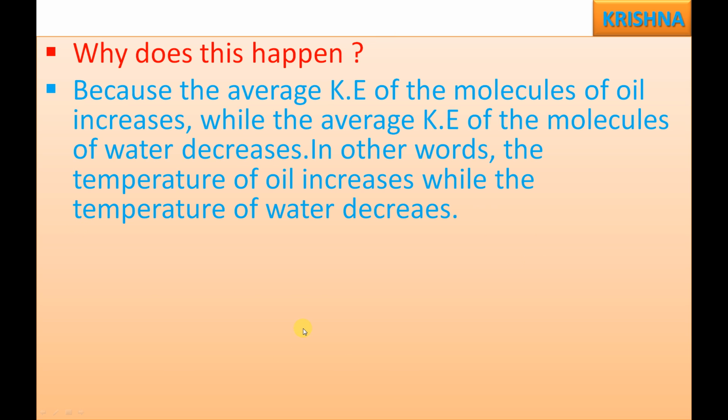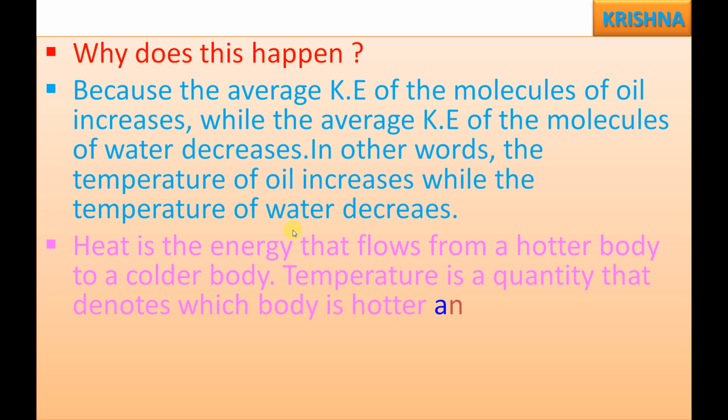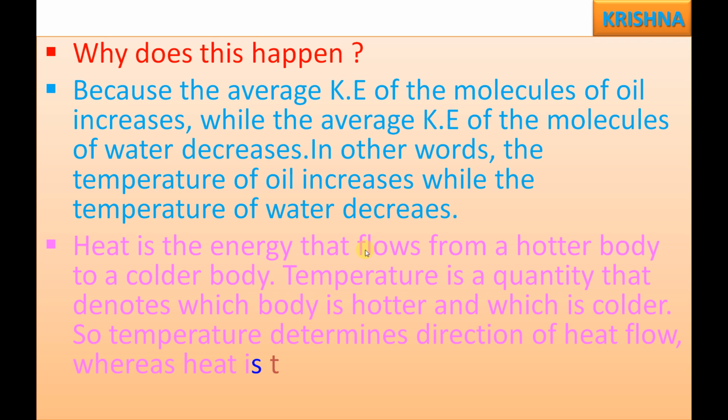So from this activity, what do we conclude? Heat is the energy that flows from a hotter body to a colder body. Temperature is a quantity that denotes which body is hotter and which body is colder. So temperature determines the direction of heat flow, whereas heat is the energy that flows. Students, we understood that heat is the energy that flows from a hotter body to a colder body.